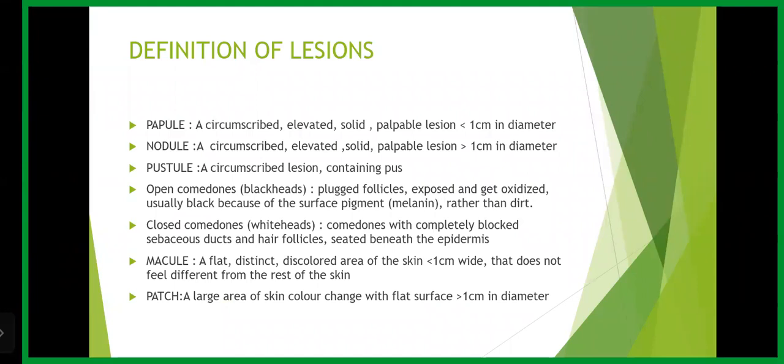So let's look at some of the terms we'll be using alongside as far as this presentation is concerned. A papule is simply a circumscribed, elevated, solid, palpable skin lesion that is less than 1 centimeter in diameter. A nodule, on the other hand, is the same description, but it has a diameter of more than 1 centimeter. A pustule is a circumscribed lesion containing pus.